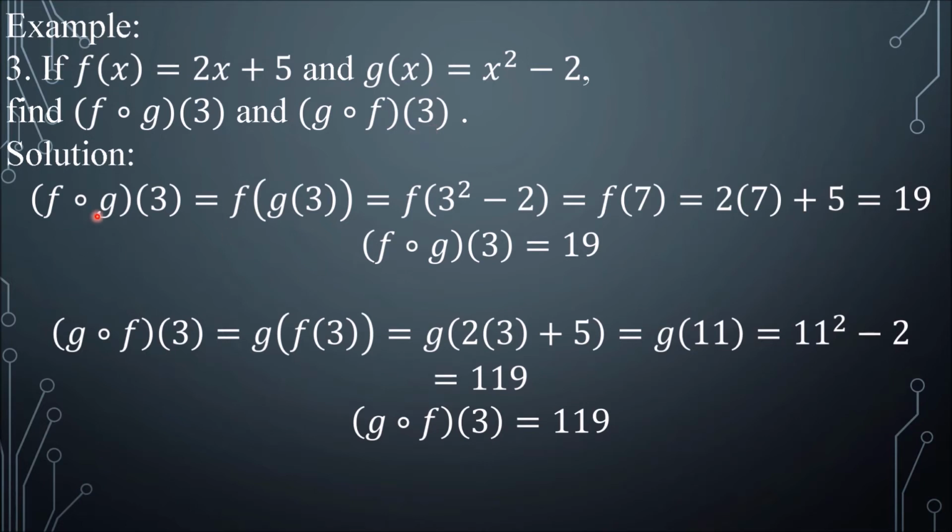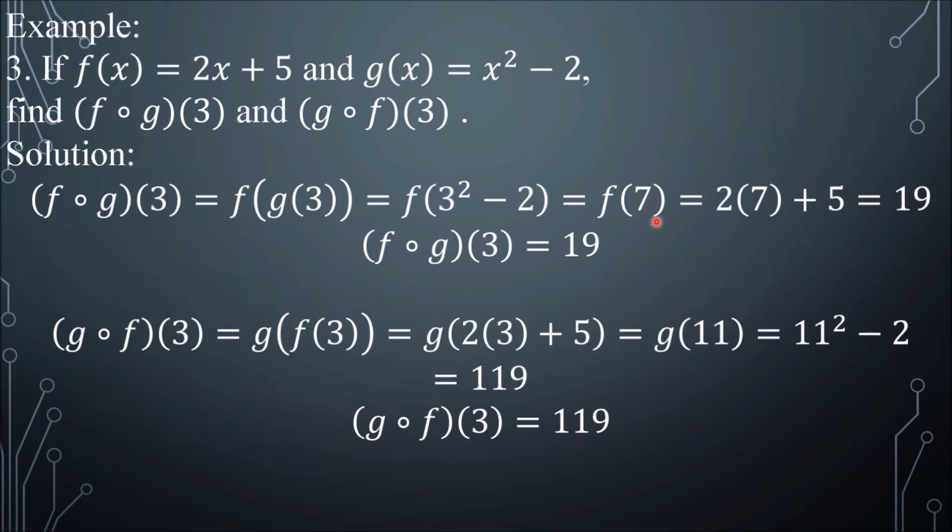So let's start with f of g of 3. That is f of g of 3 or f of 3 squared minus 2. Why 3 squared minus 2? Because g of x is x squared minus 2 and 3 will be substituted to x. So that will be 3 squared minus 2. Simplifying that, you have 7.